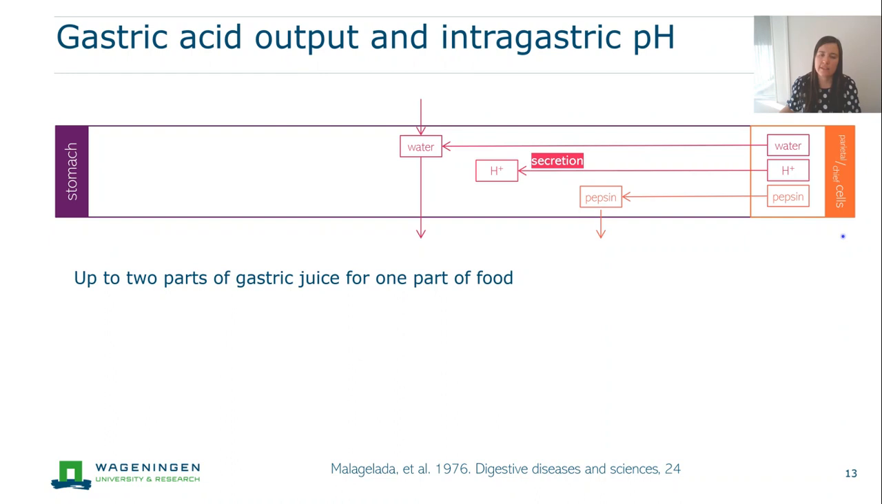The gastric juice in this case is composed of water, acid, and pepsin. These are secreted into the stomach with the arrival of the meal. We know that up to 2 parts of gastric juice are secreted for 1 part of food, so this is a quite significant secretion compared to the meal size. And this is how we can explain that longer, fast decrease in gastric volume: because of the presence of a significant amount of water that takes long to empty.